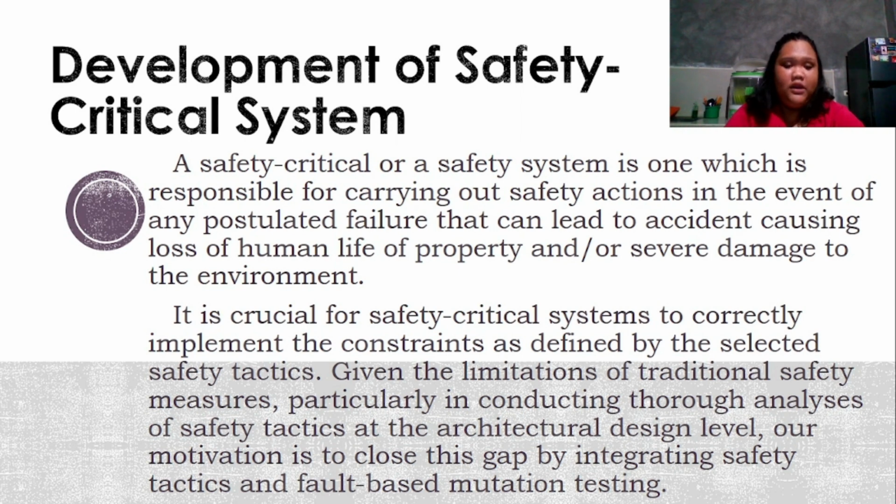to the environment. So I cannot read this all because it is long. So I can just explain what is development of safety critical systems. So safety critical systems are those that have a big responsibility preventing accidents that could harm people, property or the environment.